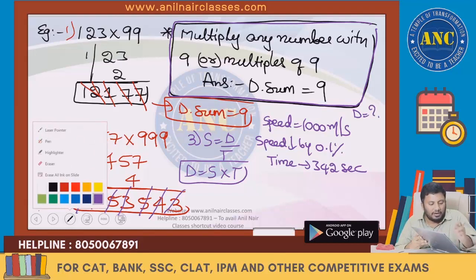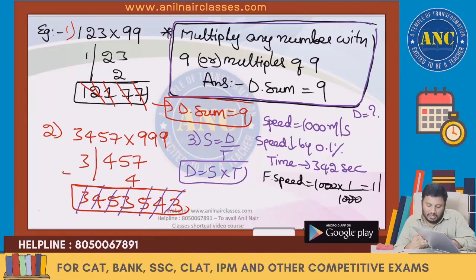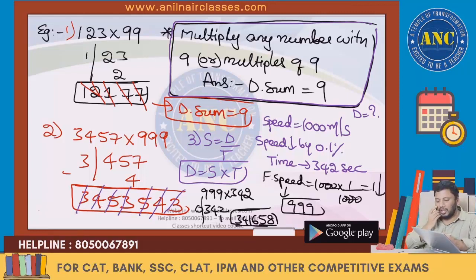Now see here. Final speed: 0.1 percent means 1 by 1000, so it is a 1 decrease. Final speed will become 999. Distance is speed into time, so 999 into 342. Prefix 0 to 342, so 341 slash 658. 9 minus 3, 9 minus 4, 9, 10 minus 2, 8. The answer is 341658. I hope it is clear.